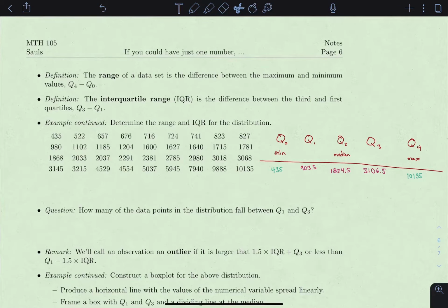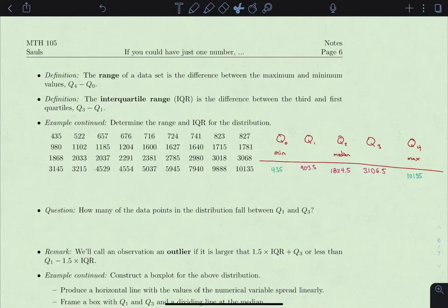Welcome. This is the sixth and final video about numerical summaries. And in this video, we're going to talk about the new measures of spread, range, and interquartile range. And we're also going to draw a box plot, which will give a visual of the 5-number summary.